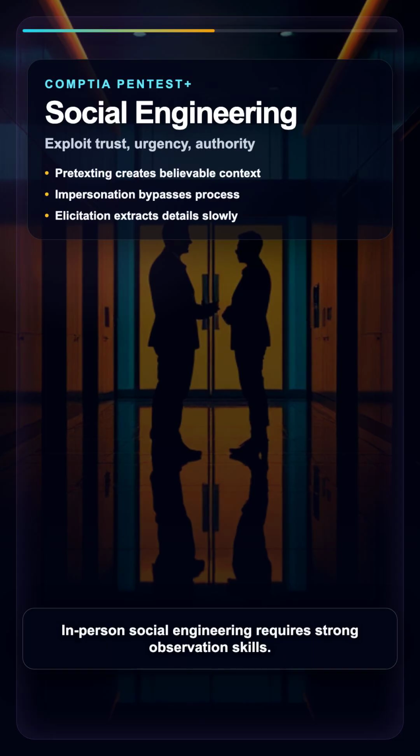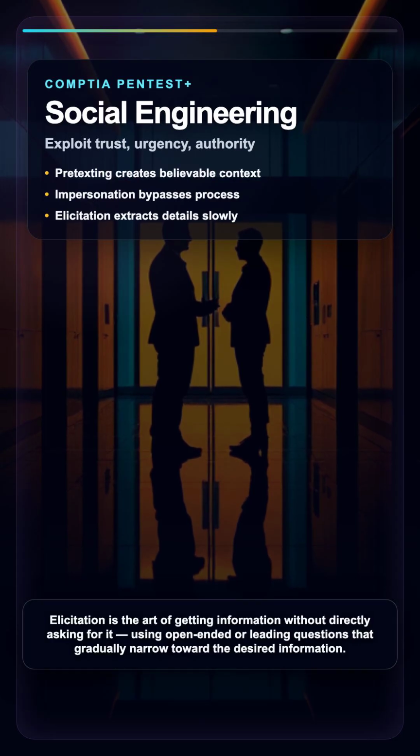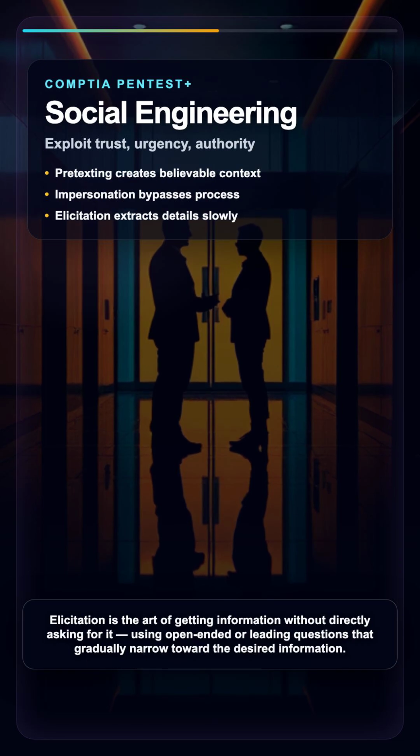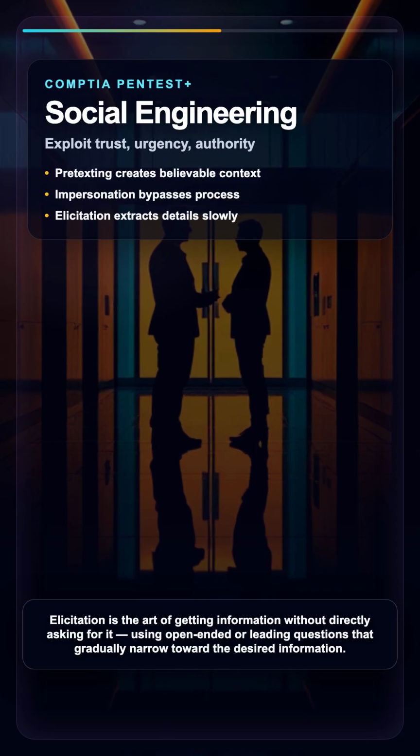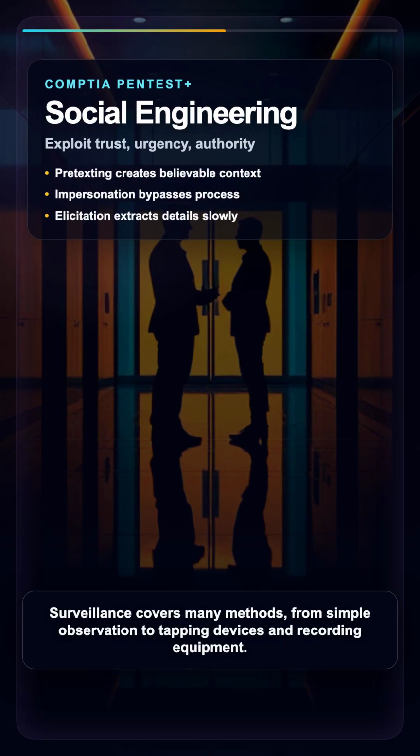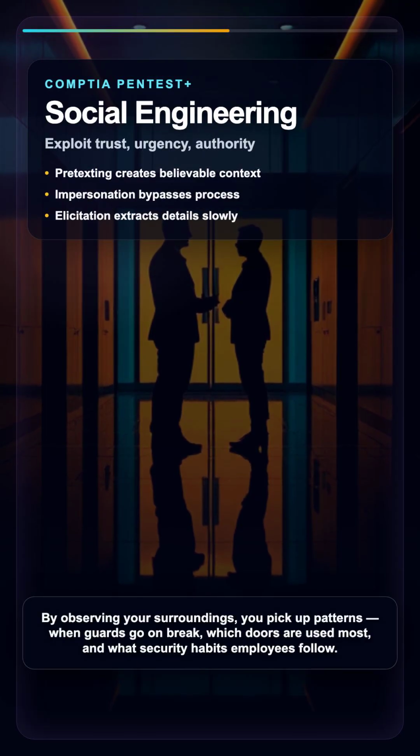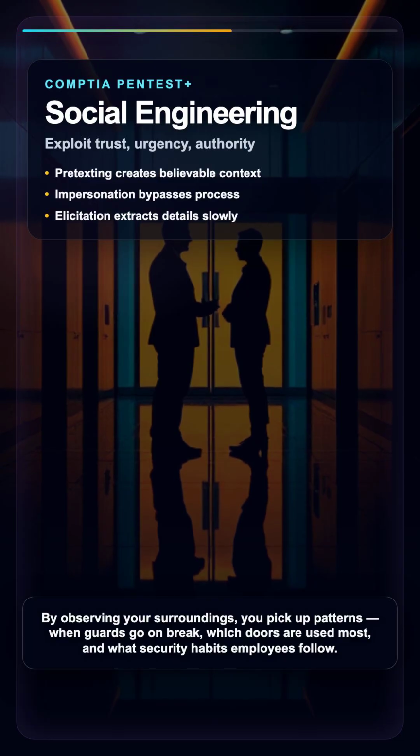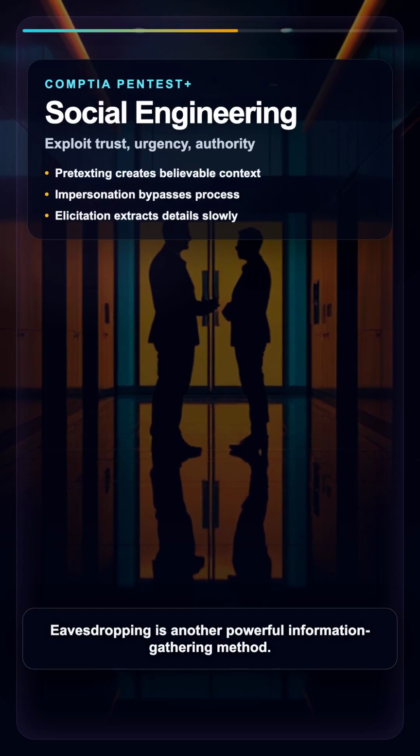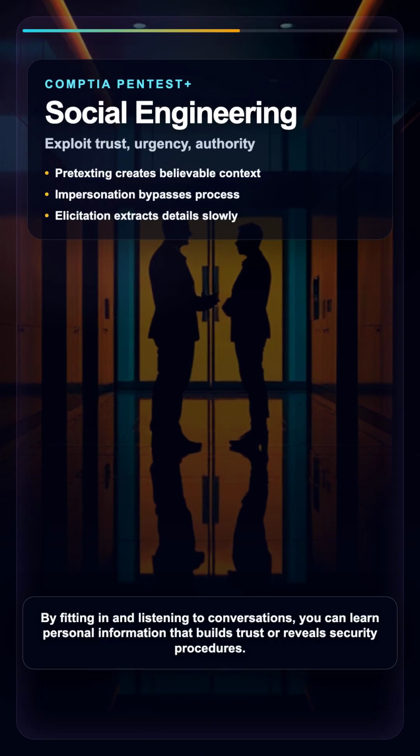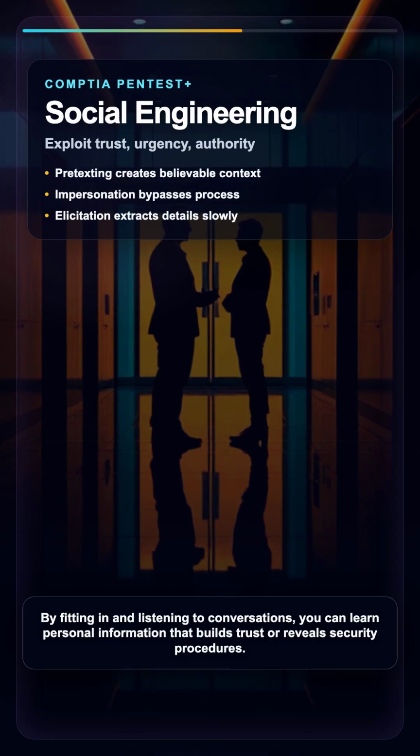In-person social engineering requires strong observation skills. Elicitation is the art of getting information without directly asking for it, using open-ended or leading questions that gradually narrow toward the desired information. Surveillance covers many methods, from simple observation to tapping devices and recording equipment. By observing your surroundings, you pick up patterns: when guards go on break, which doors are used most, and what security habits employees follow. Eavesdropping is another powerful information-gathering method. By fitting in and listening to conversations, you can learn personal information that builds trust or reveals security procedures.